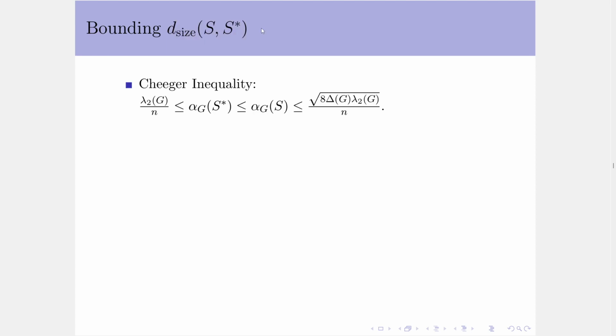Our first term is basically a statement about accuracy of spectral clustering. Although it's not related to privacy, we show a sketch of how to bound the discrepancy of spectral clustering. First, we recall that the Cheeger inequality shows that lambda 2 of G over n is at most alpha G of the optimum cut.